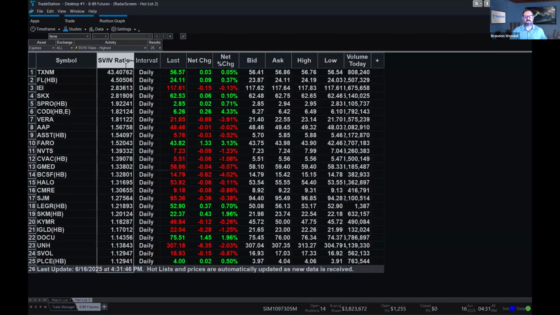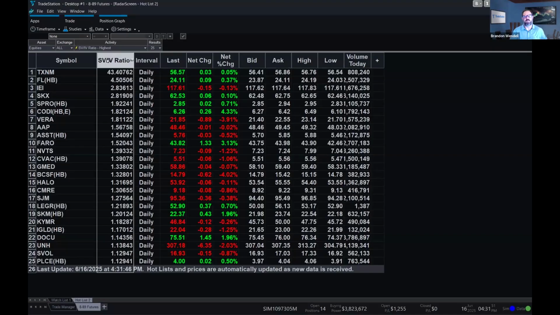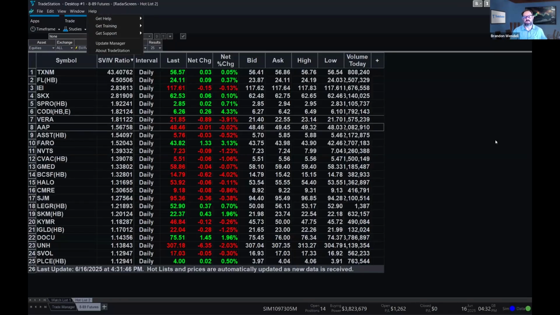I believe, I'm not sure if we can do it here. Usually if you right click on something and hit help, it should give me the help on that particular indicator or whatever it is I'm looking at. Let's see if that worked. No? If not, you can actually just go to the help tab and then look it up as well. But it'll give you information as to what it's actually measuring if you need it as well.